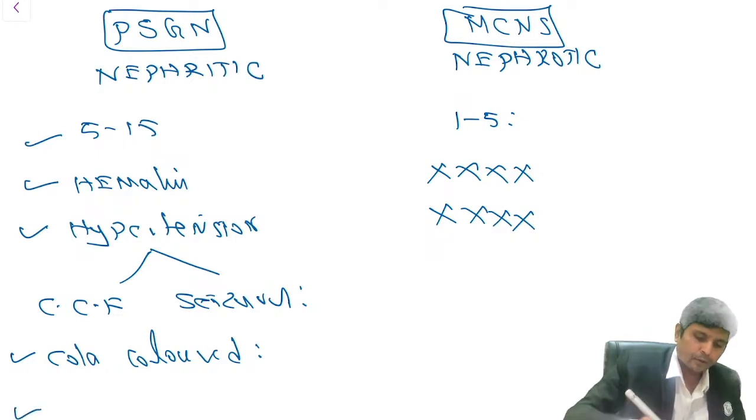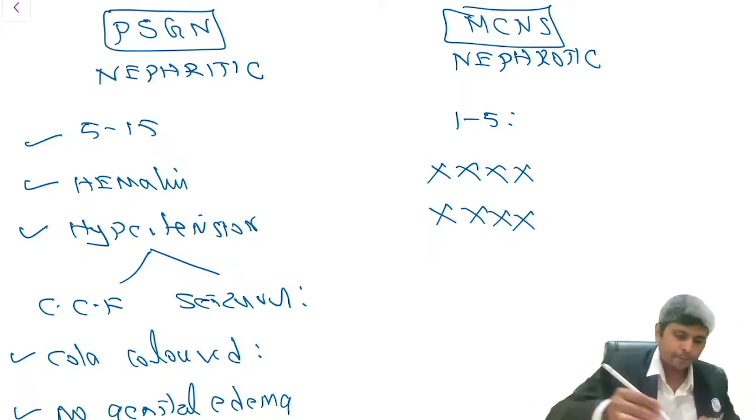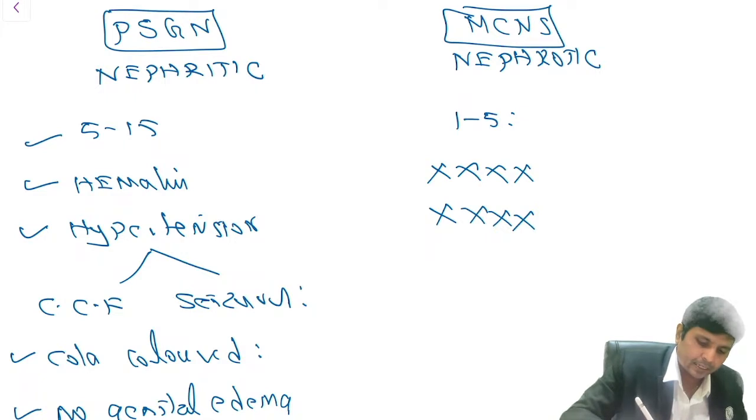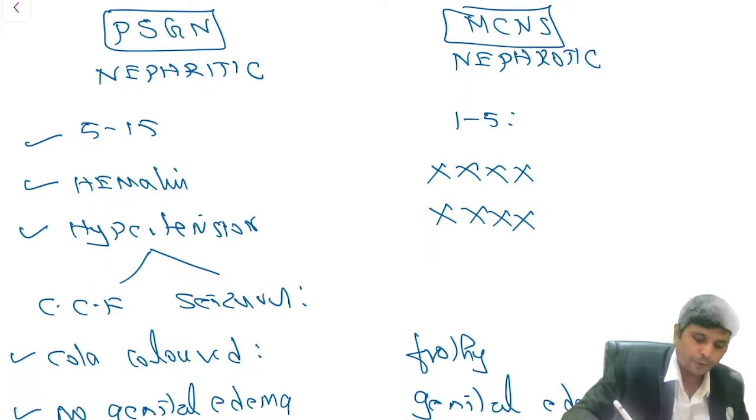Cola colored urine. There is no genital edema. And remember, there is non-pitting pedal edema in nephritic syndrome, whereas nephrotic syndrome is characterized by pitting pedal edema. A characteristic feature of nephrotic syndrome is genital edema, and it is characterized by frothy urine and fat globules.